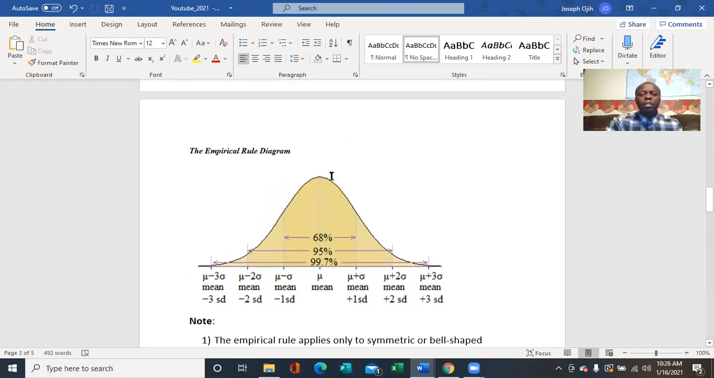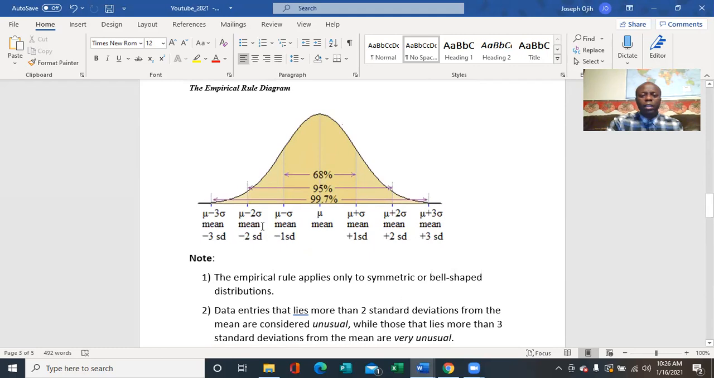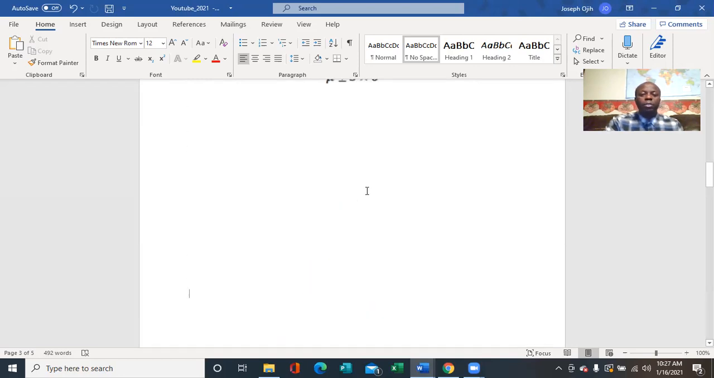Now, the empirical rule says that 95% of the values fall within two standard deviations of the mean. This is two standard deviations on the left side: the mean minus 2 times standard deviation, which is 2 standard deviations away from the mean on the left side, the lower end. Here we have the mean plus 2 standard deviations on the right side, which is the upper end. If you look at it from here, you can see the arrow showing them, and it is 95%.